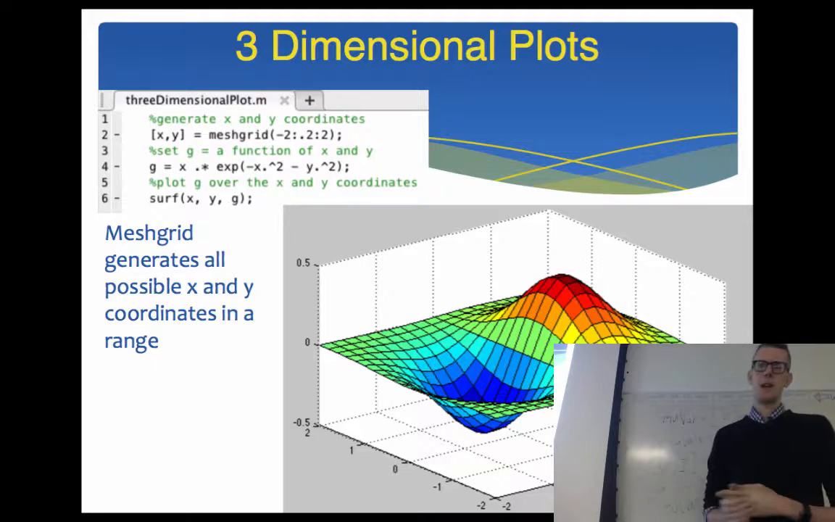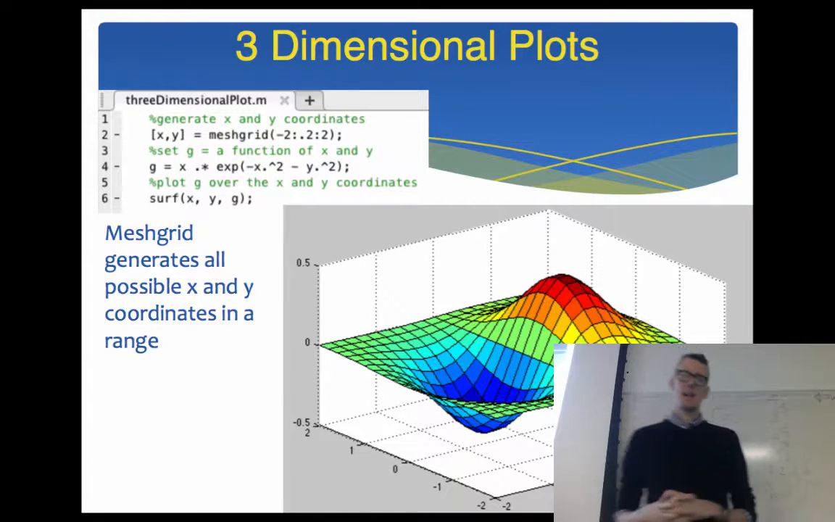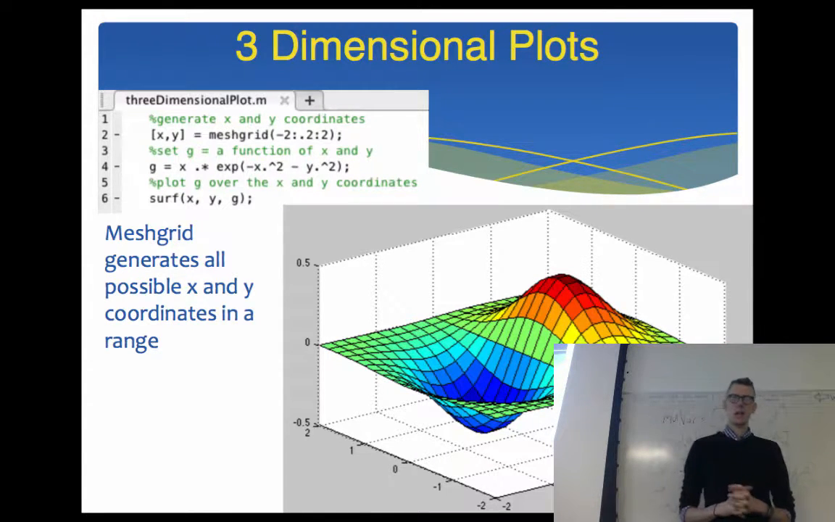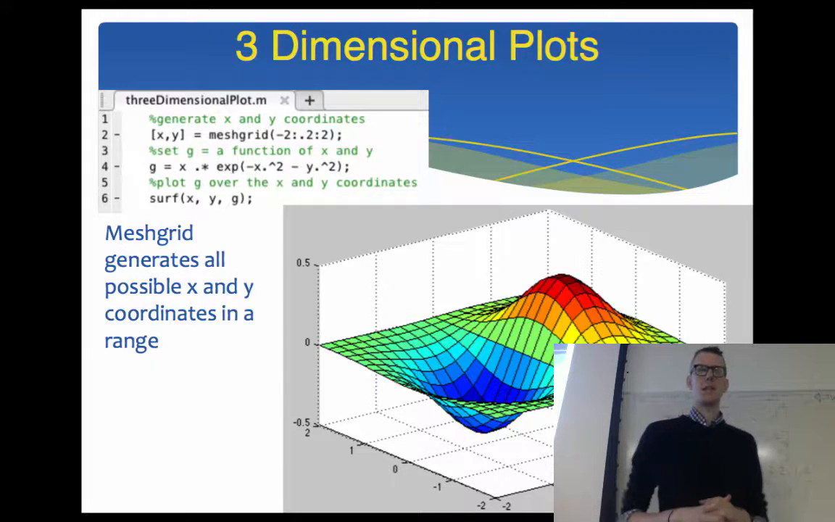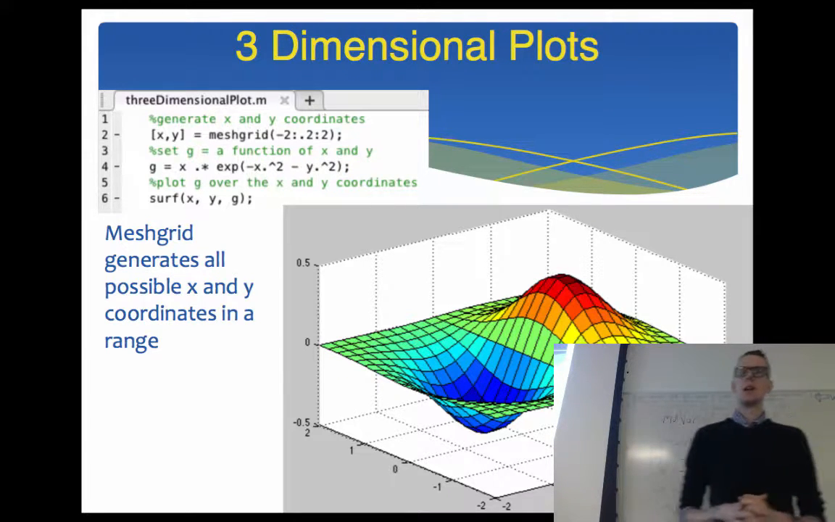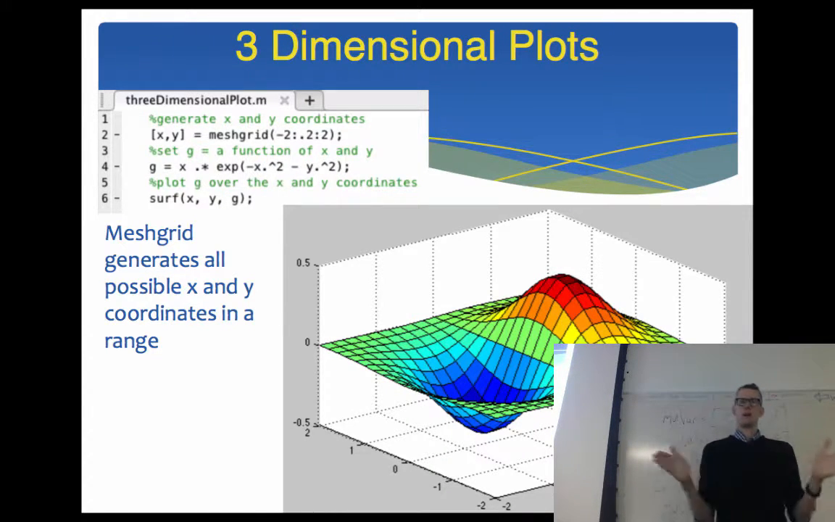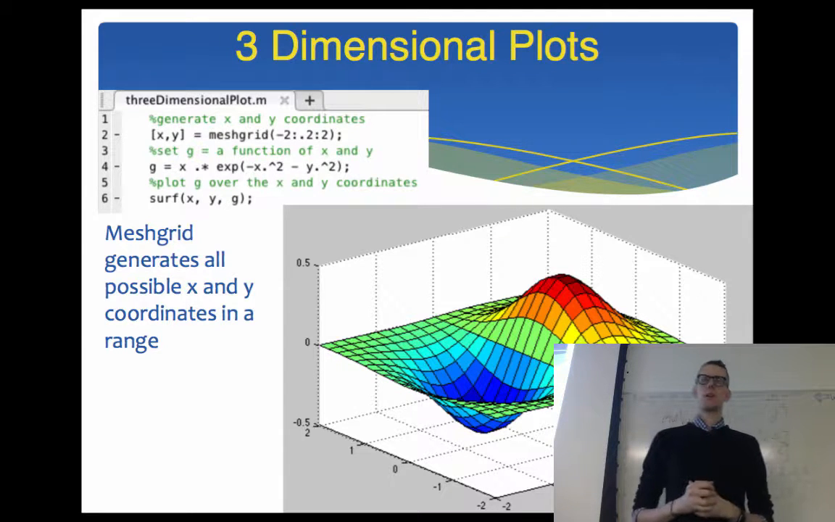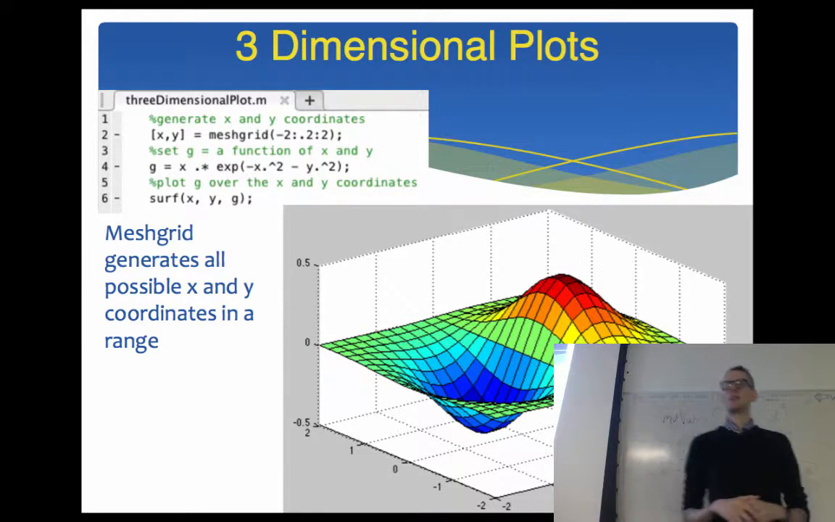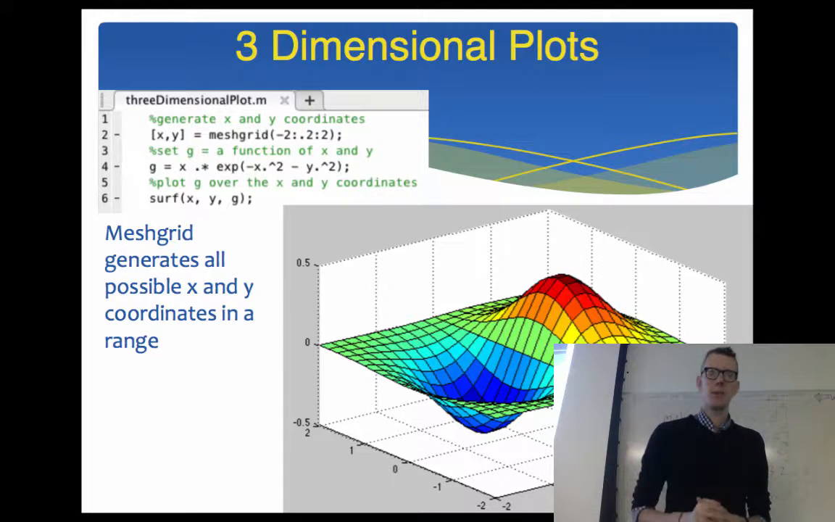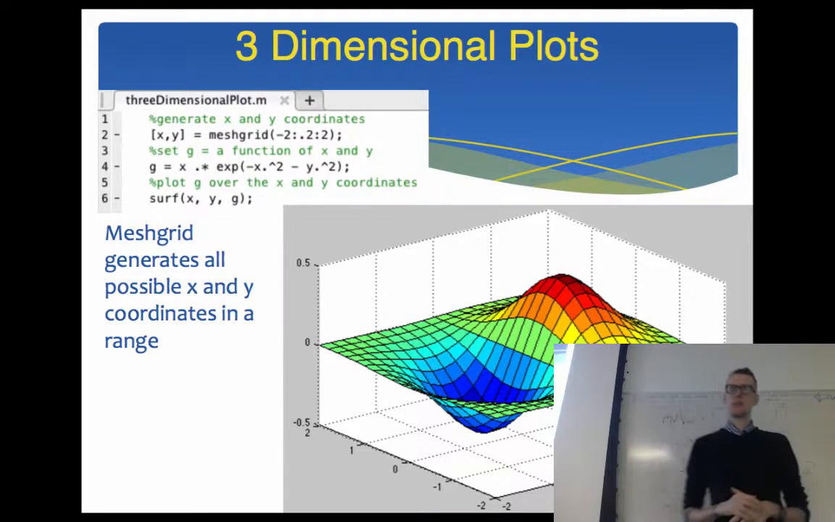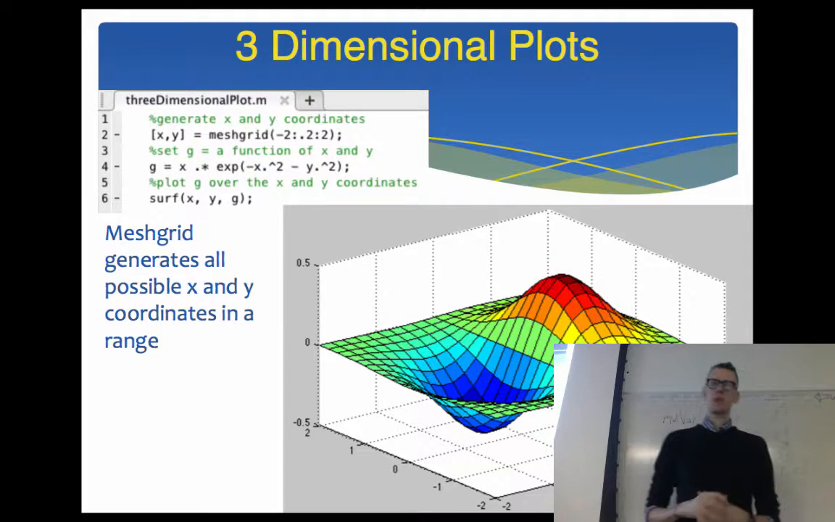So it's very simple. But to create the x, y, and z coordinates, we're going to use a little trick. We're going to use this meshgrid command. What meshgrid does is gives you all the x and y coordinates over a certain plane. So if I want a big list that contains all of the x and y combinations in my range, where my range is -2 to 2 with a step size of 0.2, meshgrid will provide that for me.